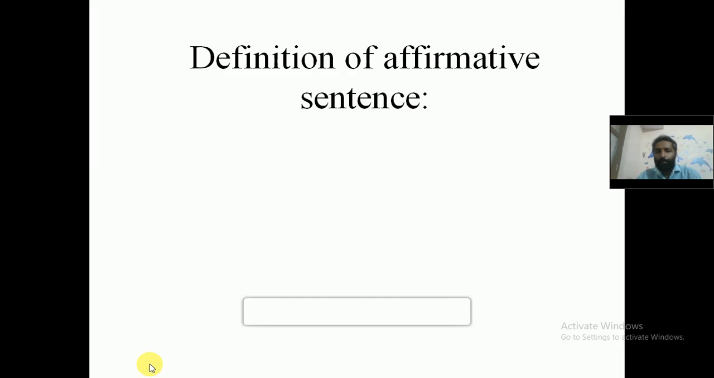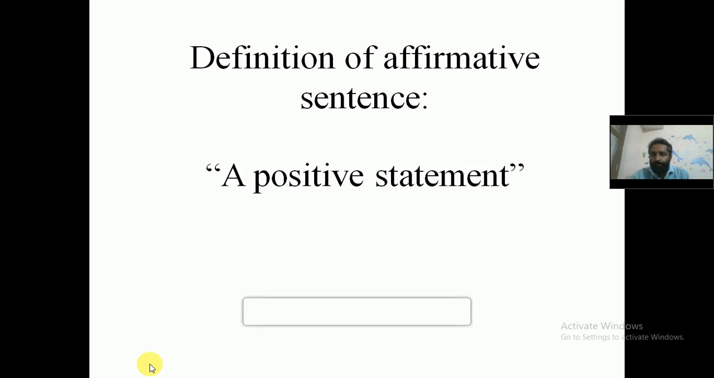The first thing you are going to learn is the definition of affirmative sentence. What do you mean by affirmative sentence? It is defined as a positive statement. For example, Joe is here. It is a positive statement, so it comes under the category called affirmative sentence.